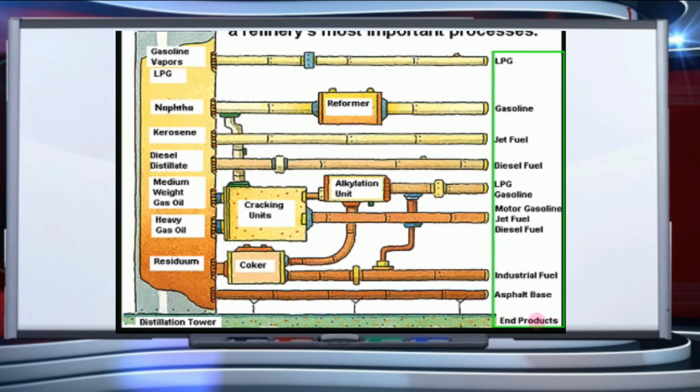And finally the end product. So all these products are extracted from petroleum itself. So that is why petroleum is different from petrol. Motor gasoline is petrol itself. This is motor gasoline. So this is petrol, and all these products in totality are called petroleum.